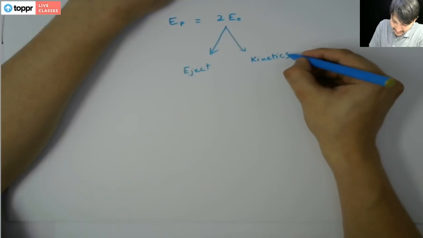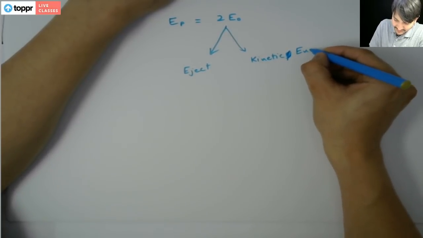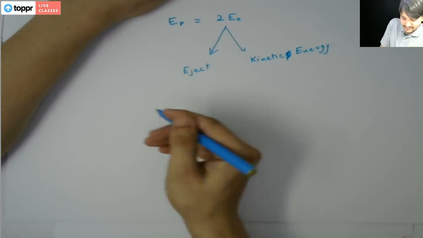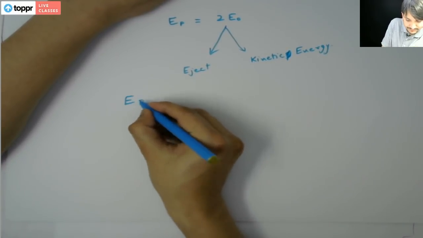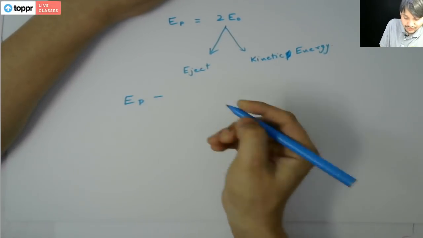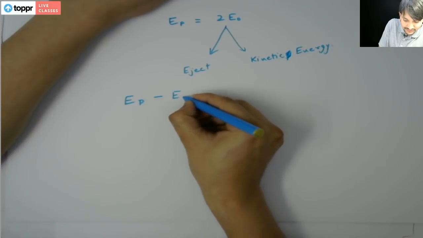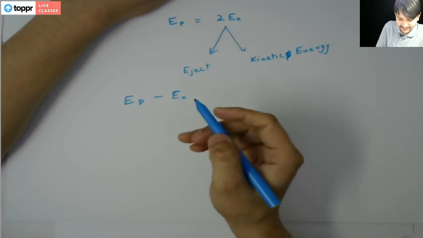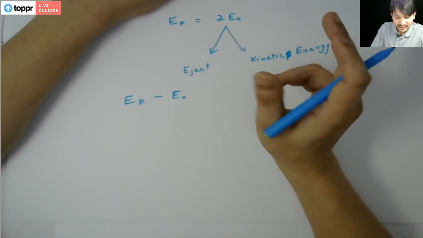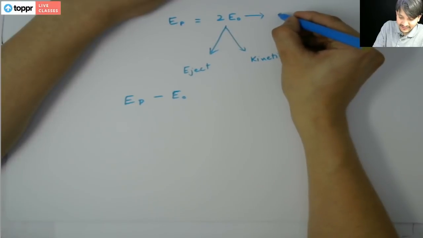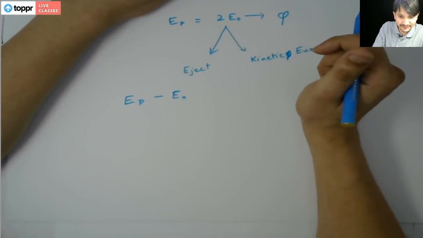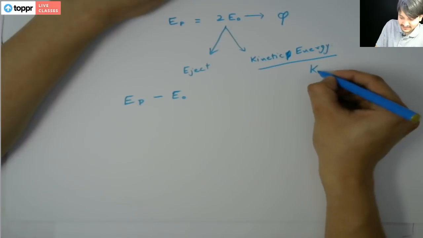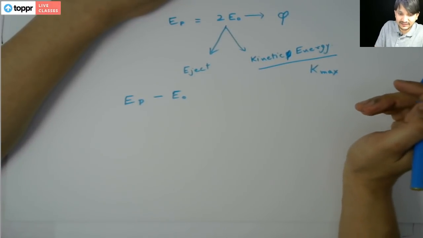So what did I write here? Kinetic energy of the electron. So if you have some energy as a photon, which could be something, and you are using it to kick off the electron, then the rest would be the kinetic energy of that electron. So let's say this is a general notation to write. We write this E naught as phi, that is the threshold energy, and we write the kinetic energy as K max, means maximum kinetic energy of electron.